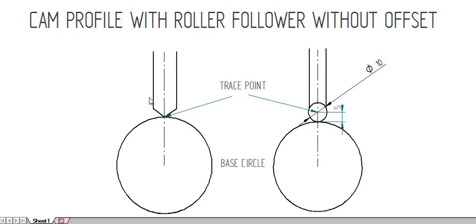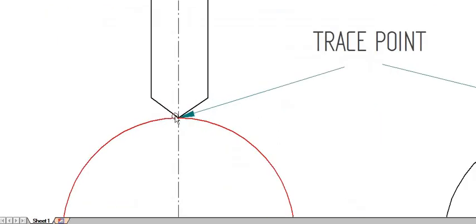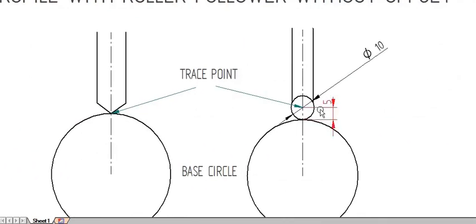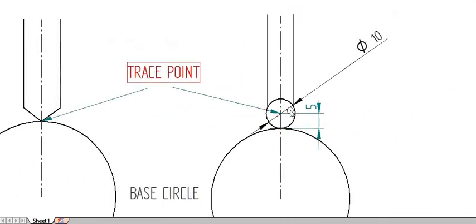Here we are going to study how to draw a cam profile with roller follower without offset. That means the follower type is radial. So roller follower. What is the difference between knife edge and a roller follower? In the knife edge follower, the trace point is at the tip of the knife edge, which is lying on the base circle. And in the roller follower, the trace point is at the center of the roller.